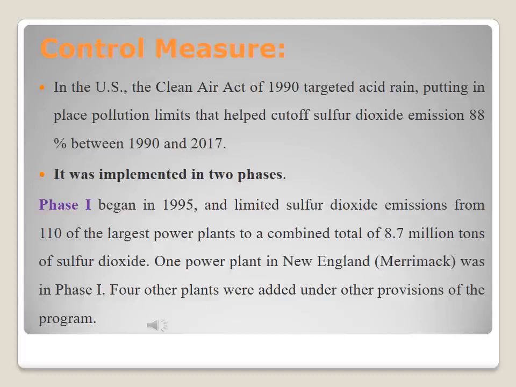Phase 1 began in 1995 and it limited sulfur dioxide emissions from 110 of the largest power plants to a combined total of 8.7 million tons of sulfur dioxide. One power plant in New England, Merrimack, was in phase 1. Four other plants were added under other provisions of the program.